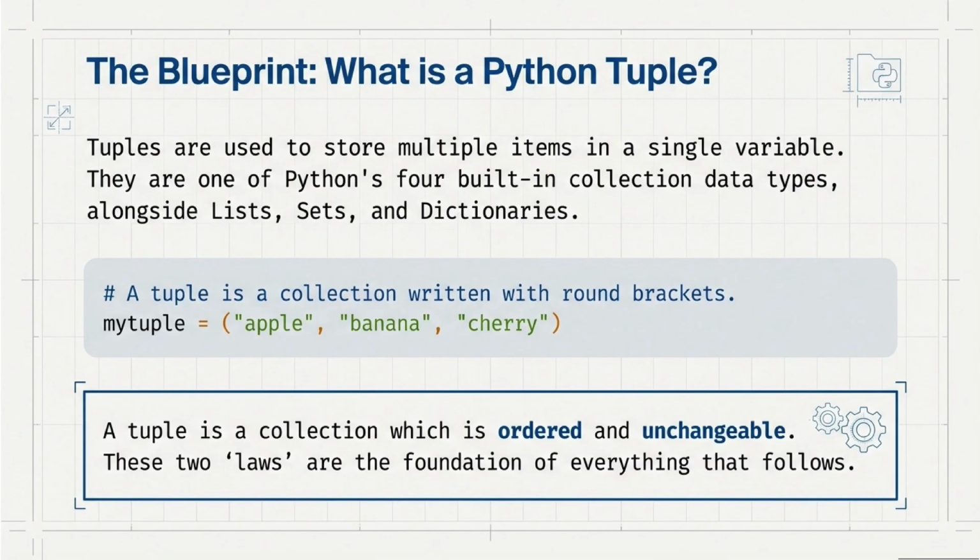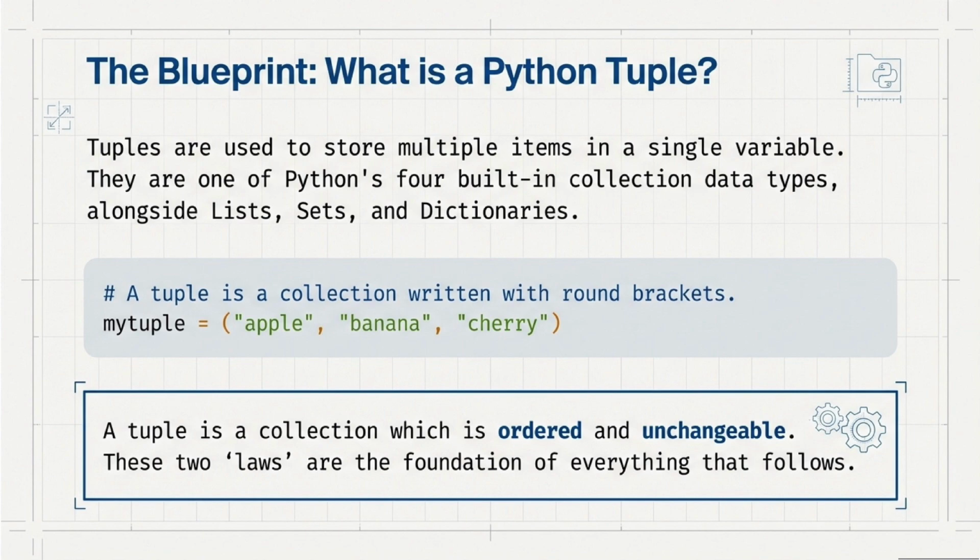Consider a practical example. Suppose you want to store the coordinates of a location, such as 12.9716, 77.5946 for Bengaluru. These values should not change accidentally during program execution. A tuple ensures data integrity. Similarly, tuples are ideal for fixed records like RGB color values, for example 255, 0, 0, or configuration settings that must remain constant.